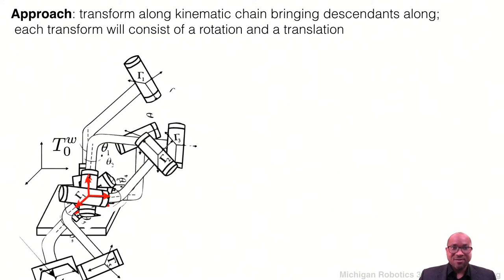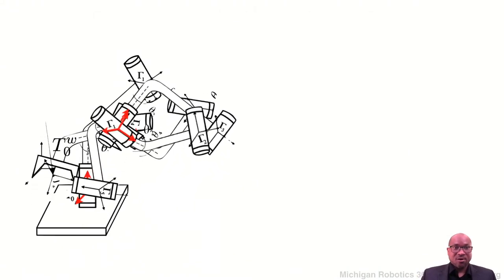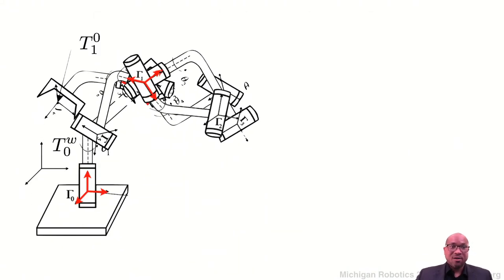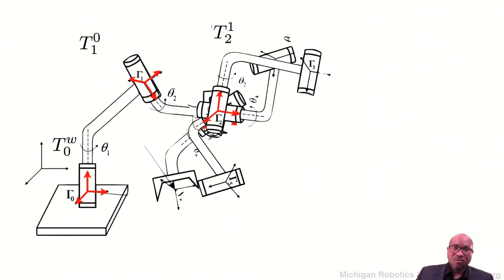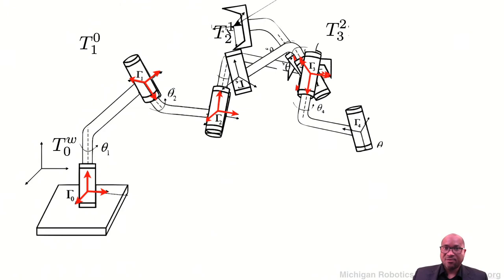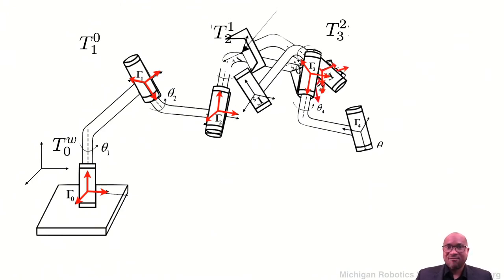So here's everything, all of our links and all of our frames at the base node. We're going to go now to link 1, bring everything with us except for the base, and leave that there. And then leave link 1 there. Then we're going to go to link 2, put it in its proper place and then leave it there. Then we're going to put link 3 in its proper place and take everything else with us.